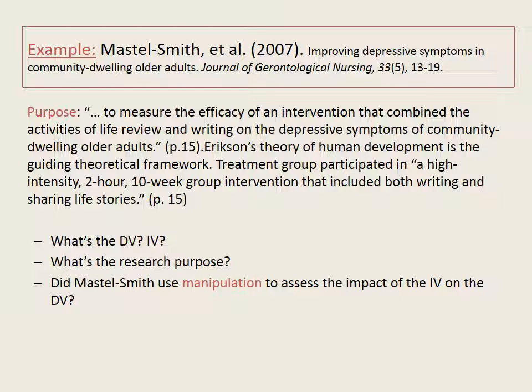So what's the dependent variable? If we're looking for the dependent variable, we're looking for the outcomes here. So we're trying to measure efficacy. That's our outcome. The independent variable is this high-intensity 2-hour, 10-week group intervention that's got writing and sharing life stories. And what's the purpose? It's to measure the efficacy of an intervention, and I mean they basically outline the whole purpose right there in the first sentence.